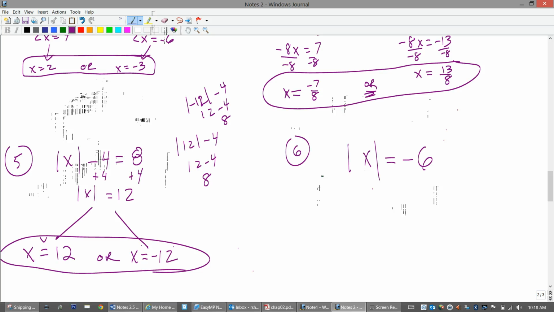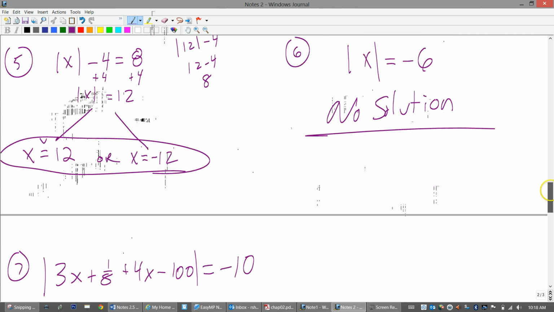But this is, can you have an absolute value equal to a negative number? Does that work? Can you have a distance that's negative? Because absolute value is a distance. No, so you can't have an absolute value that's a negative. This doesn't work. There's no value of x you can put in the absolute value to get a negative number out. Absolute value can never equal a negative. This one's going to be a no solution problem, because you can't take the absolute value of any number to get a negative number.